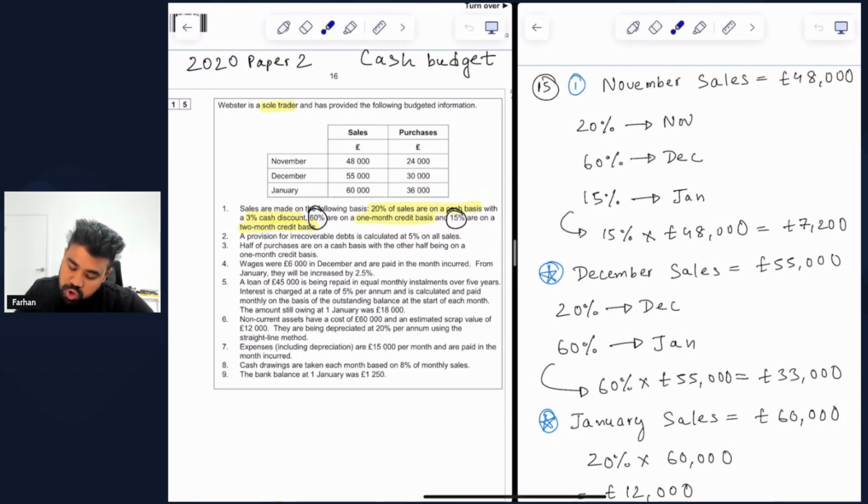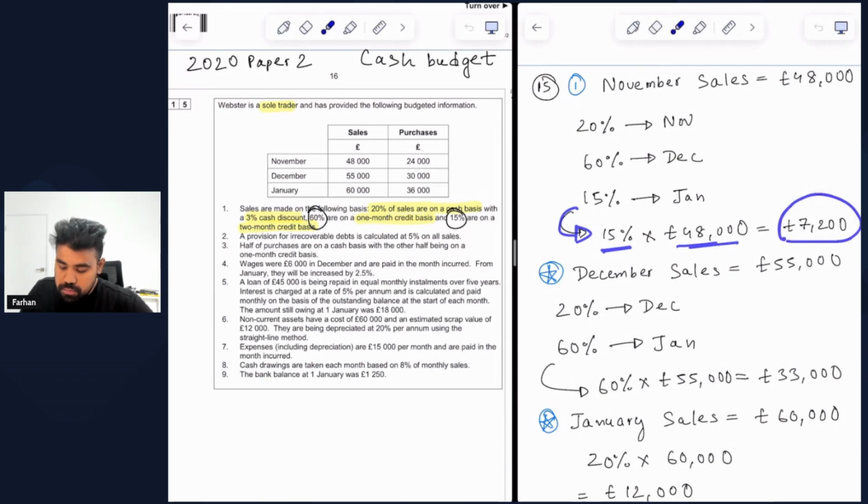We understand that 20% of the sales that we have made in November, we are going to be collecting in the month November itself. 60% will be collected in the next month, which is December, and the remainder 15% will be collected in January. Because we're focused on January, we want to calculate the amount that we're going to be collecting in January only. So we take the 15% and multiply it with the total sales that we have made in November of £48,000, and that gives us £7,200 in total.